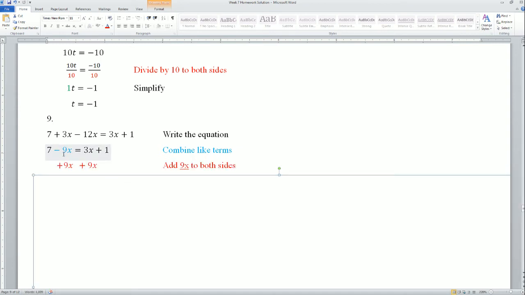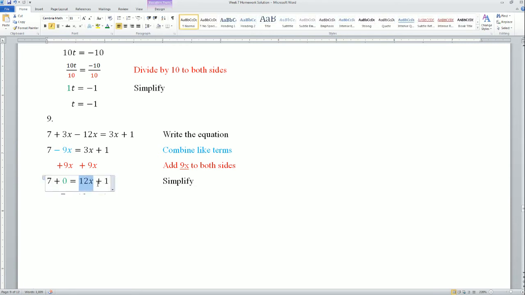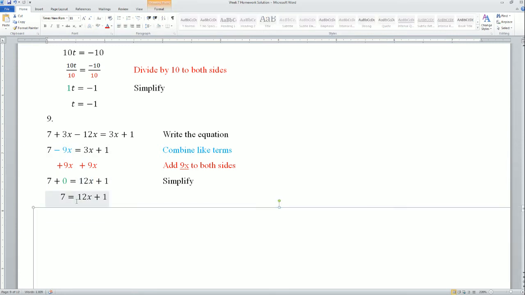Again, you want to move the smallest variable. In our case, negative 9x and 3x: the negative 9x is the smallest variable. So in this case, you're going to add 9x to both sides. In that process, you get 7 on the left. You also get a 0 because negative 9x plus 9x becomes 0. On my right-hand side, 9x plus 3x becomes 12x because 9 plus 3 is 12. That's how you get your 12x. Nothing happens to the 1, so you also bring the 1 down as well. Now you simplify.